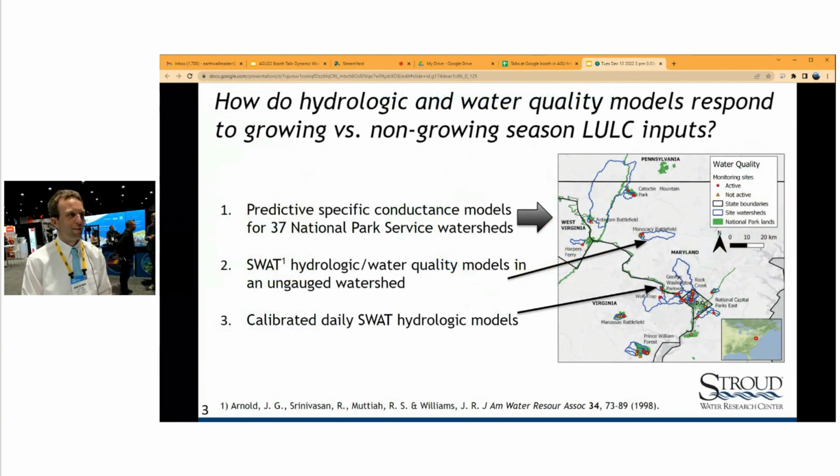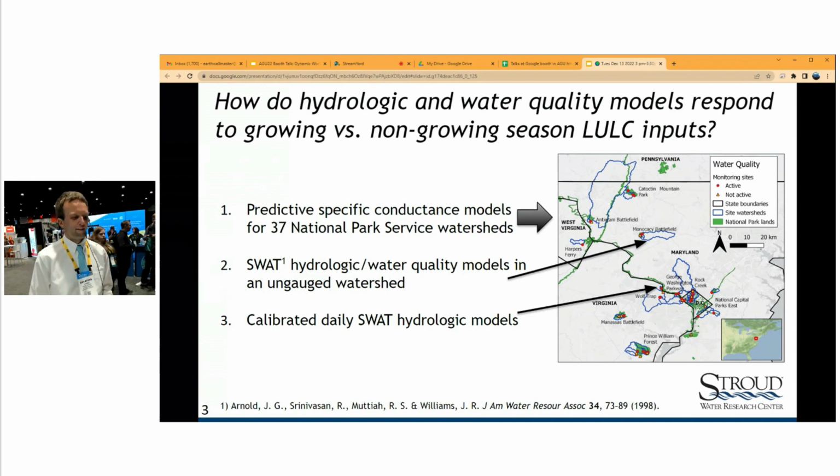So in our research, we asked, how do hydrologic and water quality models, in particular, respond to growing versus non-growing season land cover inputs, which we got from Dynamic World? And we investigated this question using 3 cases, from kind of simple models to more complex models.